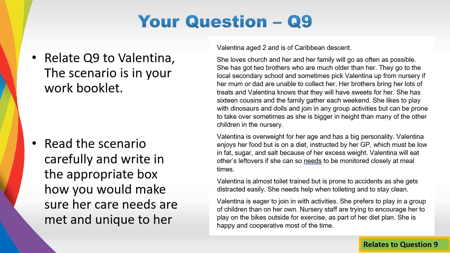Her brothers bring her lots of treats, and Valentina knows they will have sweets for her. She has 16 cousins, and the family gather each weekend. She likes to play with dinosaurs and dolls and join in any group activities, but can be prone to take over sometimes as she is bigger in height than many of the other children in the nursery. Valentina is overweight for her age and has a big personality.